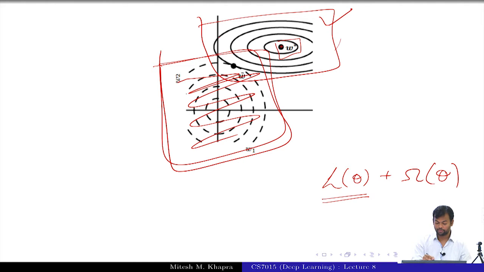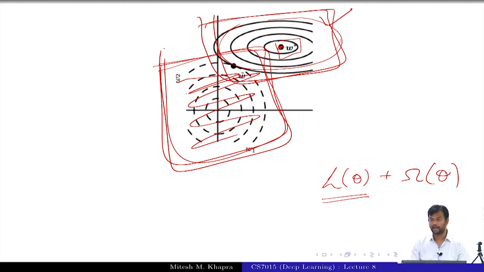So remember the contour maps that we had seen. So this is the minima of that particular function. This is the contour map for L theta. That is clear. Now what probably is not clear is, why is this the contour map of omega theta?